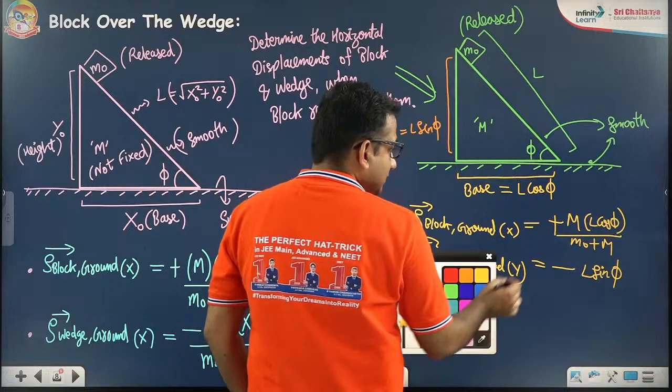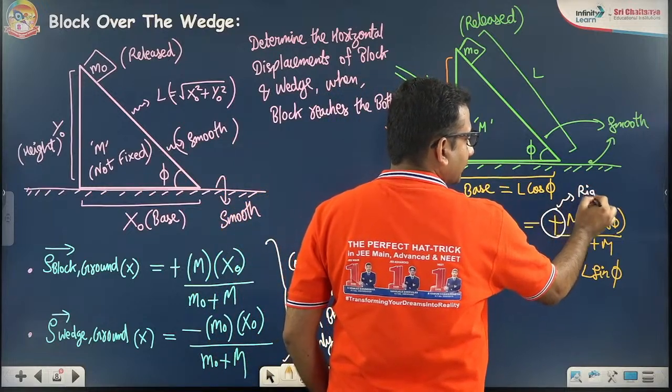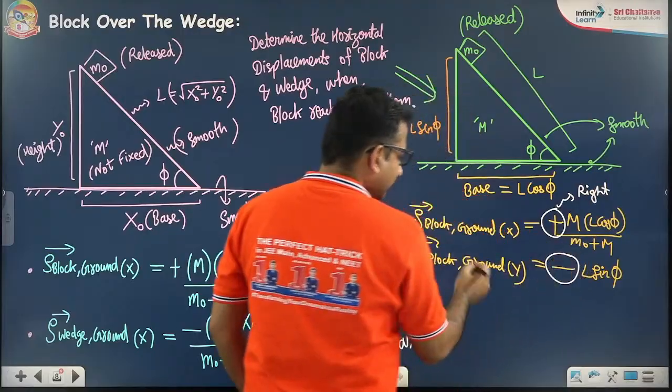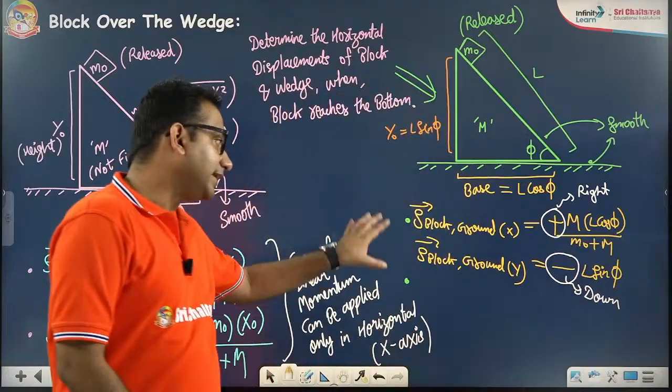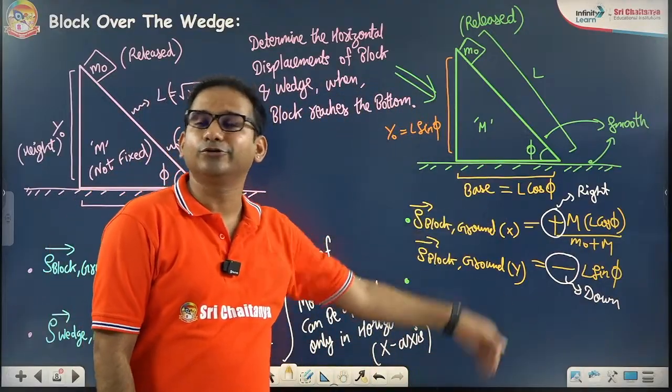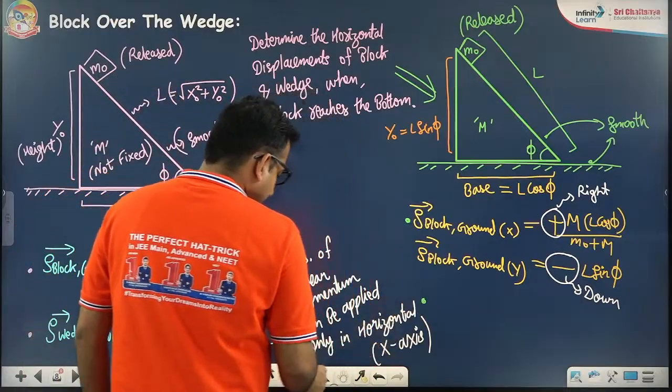See, this plus means in horizontal direction it is towards right. This minus means that in vertical direction it is down. So even if they are asking you the net displacement, then that will be under root of sx square plus sy square.